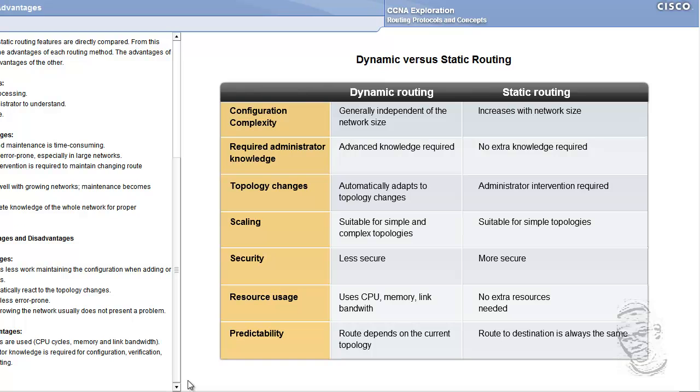Dynamic routing advantages and disadvantages. Dynamic routing advantages: the administrator has less work maintaining the configuration when adding or deleting networks. Protocols automatically react to topology changes. Configuration is less error-prone. More scalable. Growing the network usually does not present a problem. Dynamic routing disadvantages: router resources are used, including CPU cycles, memory, and link bandwidth. More administrator knowledge is required for configuration, verification, and troubleshooting.